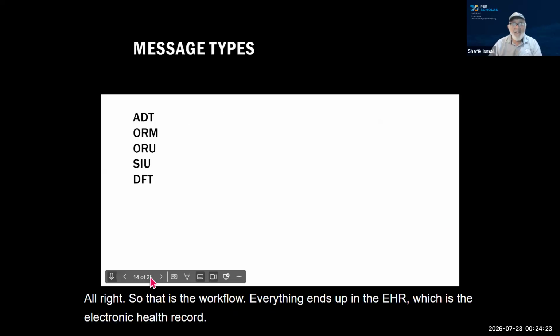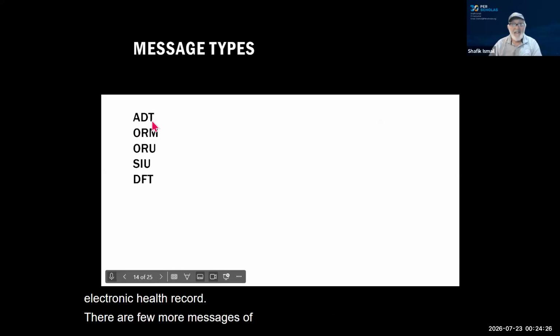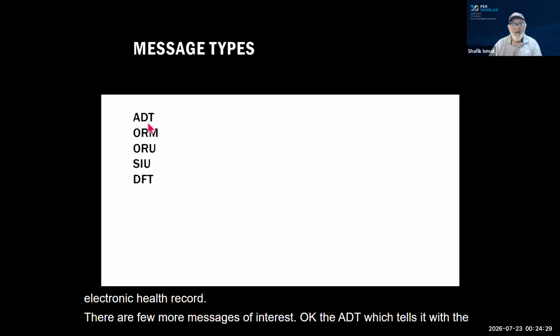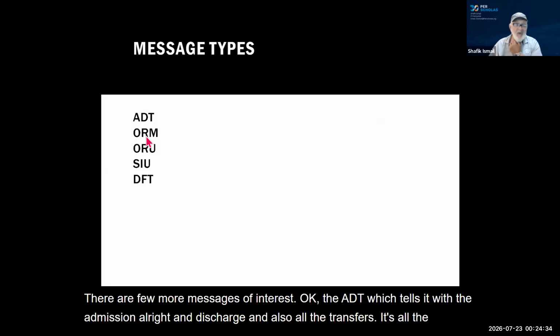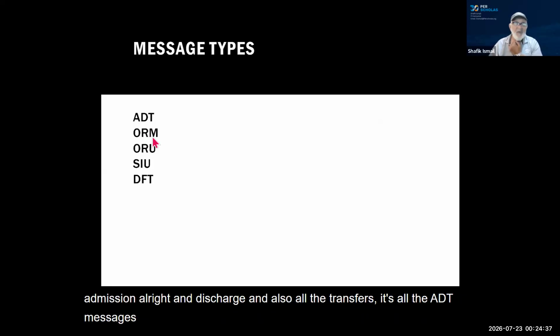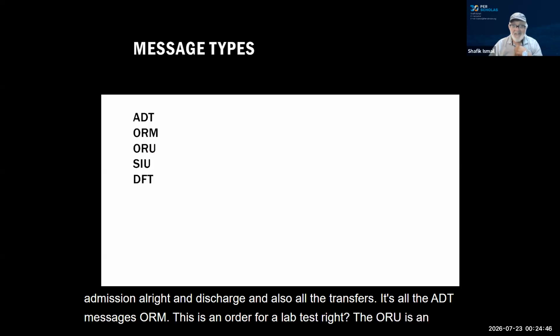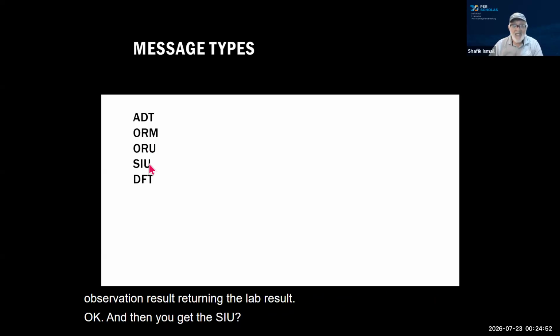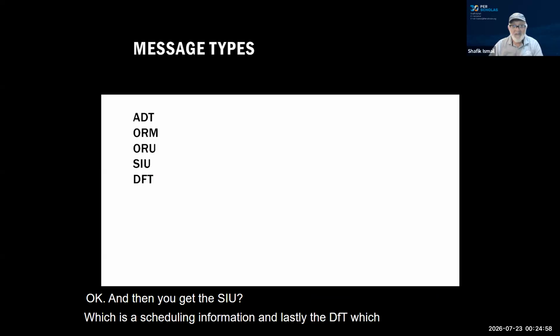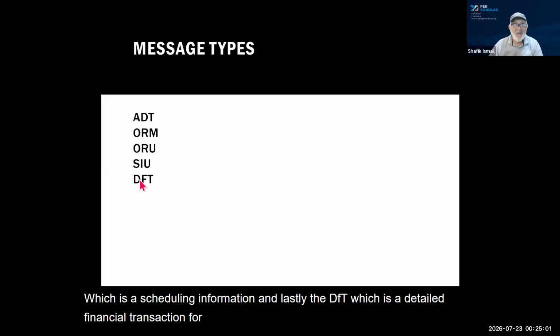There are a few more messages of interest. The ADT tells us about the admission and discharge, and also all the transfers. ORM is an order for a lab test. The ORU is an observation result, returning the lab result. Then you get the SIU, which is the scheduling information, and lastly the DFT, which is a detailed financial transaction for billing, and this is the one that will actually get adjudicated further down the line.